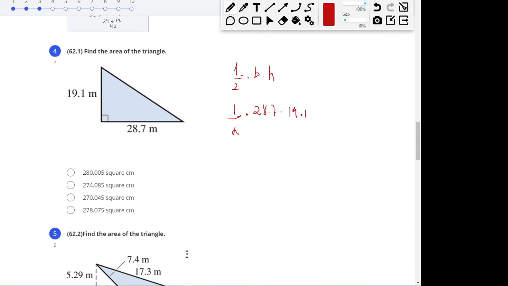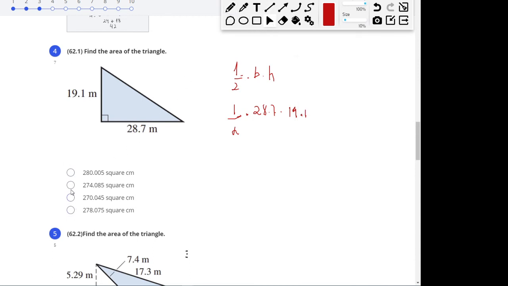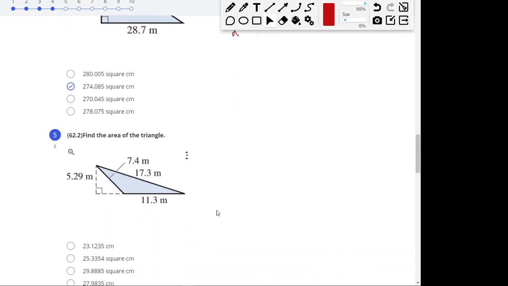Okay, guys, use calculator. Okay, mister, can we use calculator? Yes, you can. The calculator: 28.7 times 19.1. We have a result and we divide the result by 2. And it is 274.85. Do we have this question? Yes, 274.85. Great.